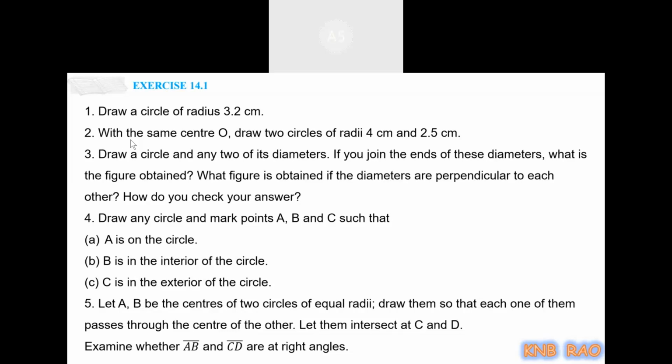Good. Second one. With the same center O, what we have taken in the first question, now you have to draw 2 more circles, with the radii 4 centimeter and 2 and a half centimeter. So the second question is a continuation of the first question. Good. That's nice, Atharva.